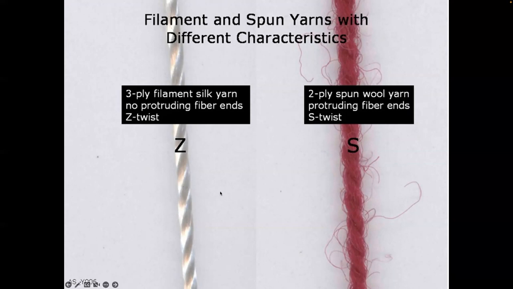There's also a direction for this twist. When you twist it in this direction, where the middle of that twist is the middle of the letter Z, that's called a Z twist. If the twist goes in this other direction, where it goes in the direction of the middle of the letter S, it's called an S twist.